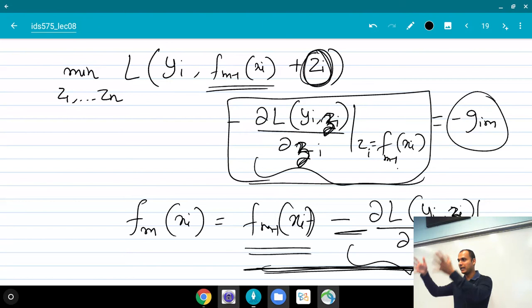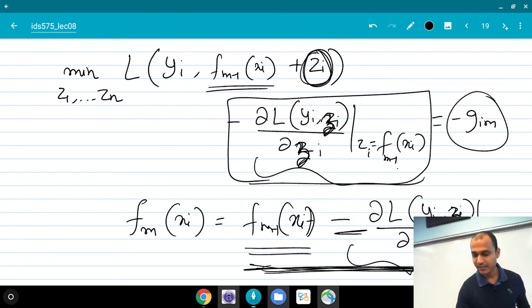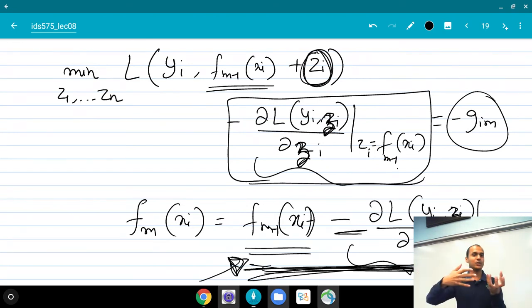The key idea is that building a tree which predicts the gradients, in fact the negative gradients, is the same as taking a negative gradient step. This step here is a negative gradient step. I'm moving from f_{m-1}, taking a negative gradient with respect to the second argument of the loss function, so that I can minimize my loss function.